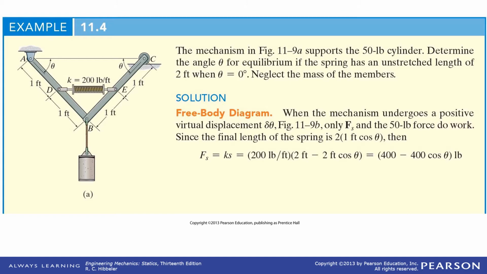That is going to be the spring constant times how much it stretches. Well, it's twice 1 foot, by the way, 2 feet minus 2 feet cosine theta. So here's 1 foot cosine theta. Here's another foot cosine theta. That's where we get the factor 2. And we get this kind of number here. So the spring force is going to be given by this.